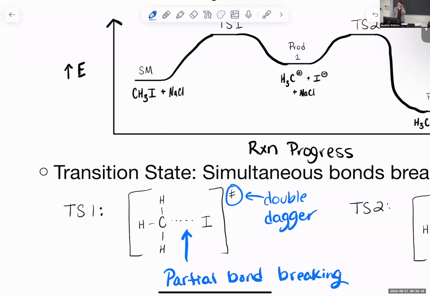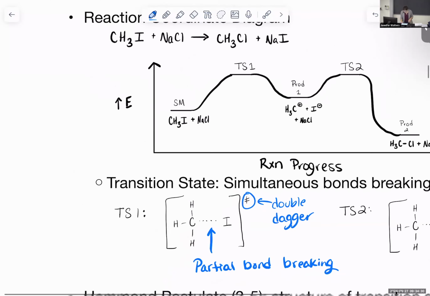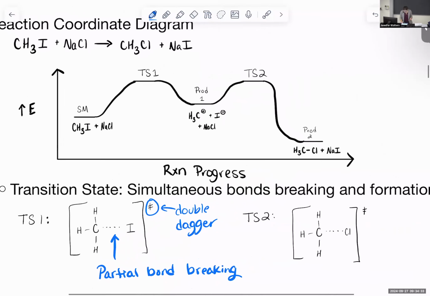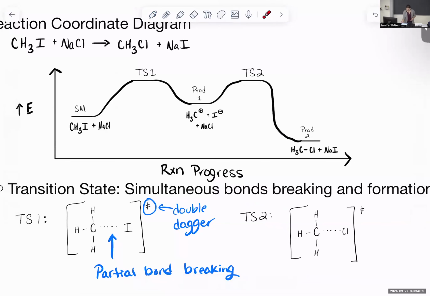Your transition state is not isolable. You can't put it into a bottle. You can't isolate it. It is just this high energy intermediate that you have to go through in order to get to the thing you can isolate. Your intermediate. So then when we look at our transition state 2, we're going from our intermediate to our final product. So now this dotted line is representing the bond that's being formed, because I start with no bond to chlorine and I end with a bond to chlorine.